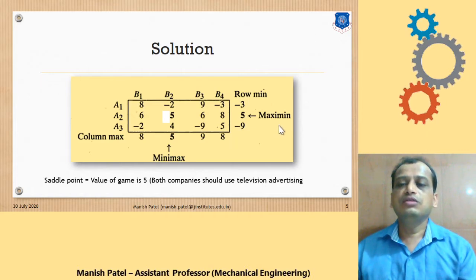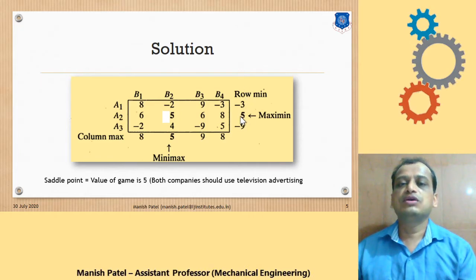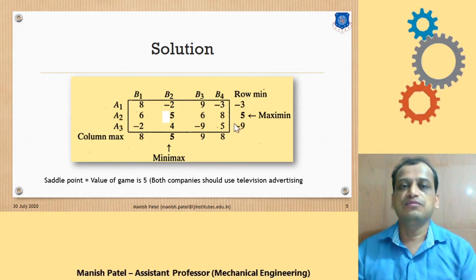Now on the right hand side you have to find out maximin, right? What is maximin? You first find out the minimum values, and then you try to find out the maximum out of those. So out of these values, what is the maximum one? It is the 5. Clear?